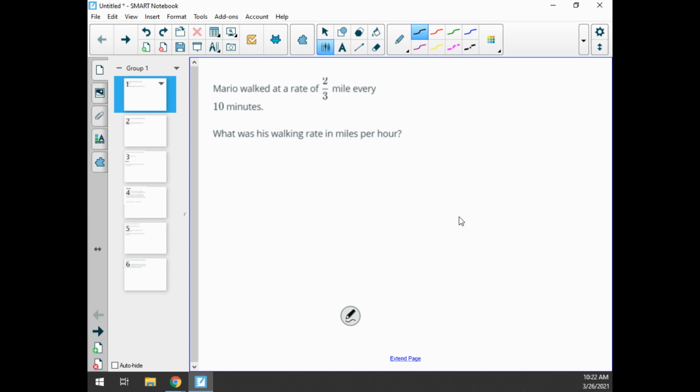So this is the very first problem, problem number 1, and it asks you to find what was his walking rate in miles per hour. Whenever you have a problem, you first have to make sure that you understand what it's asking you to find. It's asking us to find miles per hour, so I'm going to write down a fraction with miles per hour. Once you write down the words, you just need to find the numbers that go with it.